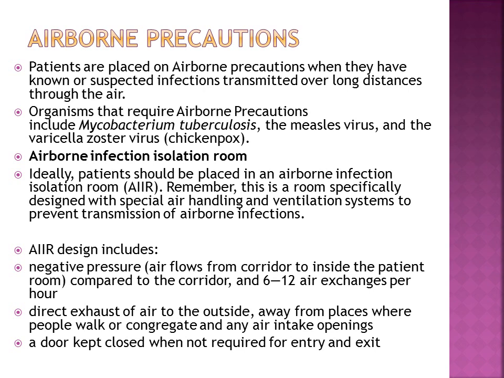So airborne infection isolation room, AIIR. Ideally the patient should be placed in that room. Remember, this is a room specifically designed with a special air handling and ventilation system to prevent transmission of airborne infection. So it should include negative pressure, that is air flows from the corridor to inside the patient room but not from the patient room to outside, and 6 to 12 air exchanges per hour. So direct exhaust of air to the outside, away from places where people walk or congregate, and away from any intake openings. A door kept closed when not required for entry and exit.